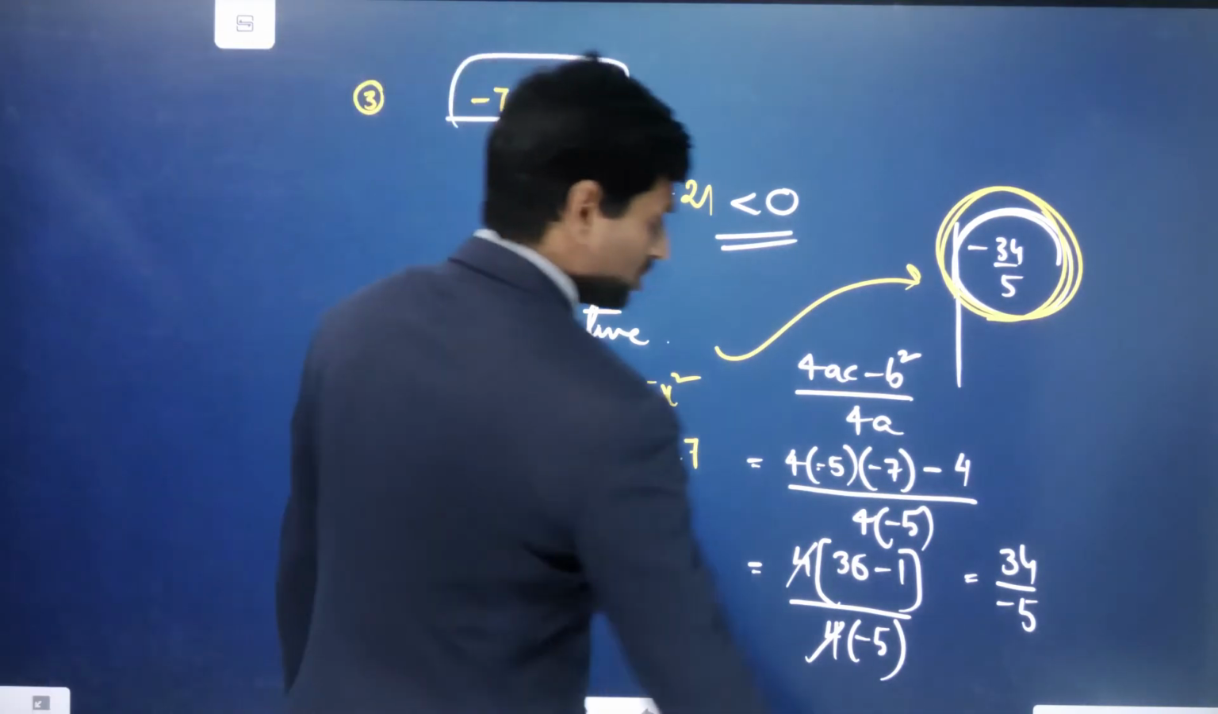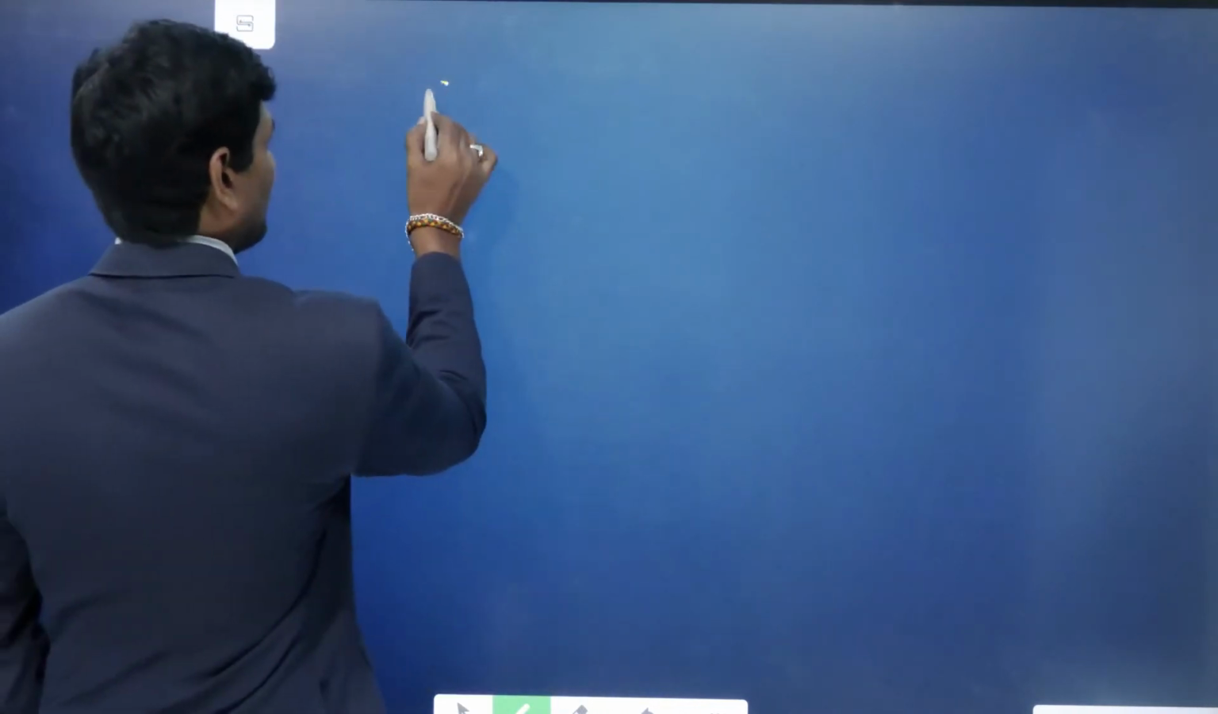Right. So let us go to question number 5. While you are observing question number 5, it is also finding the minimum value. So you know the formula 4ac minus b square by 4a. Just apply the formula and identify the value of minimum. Right. Next question is 6.